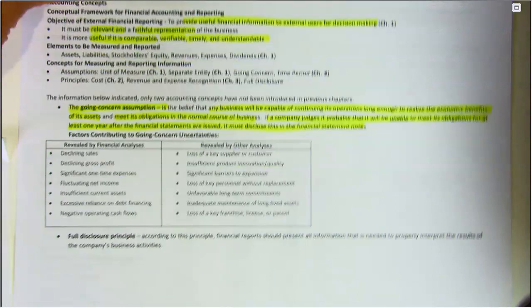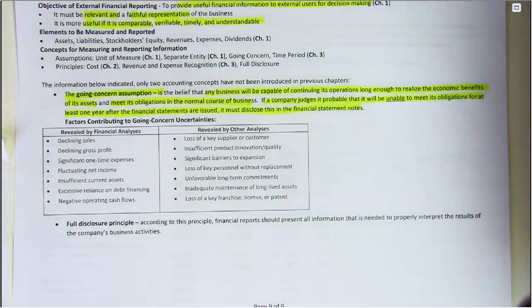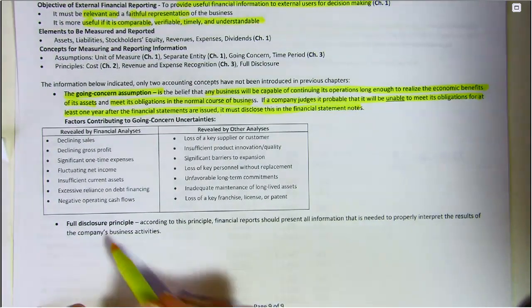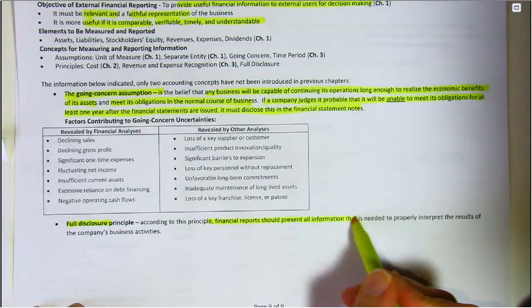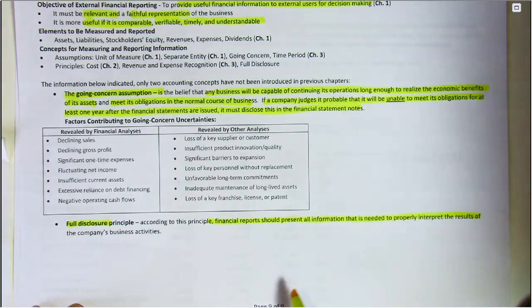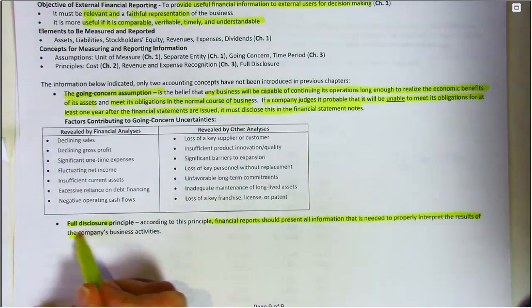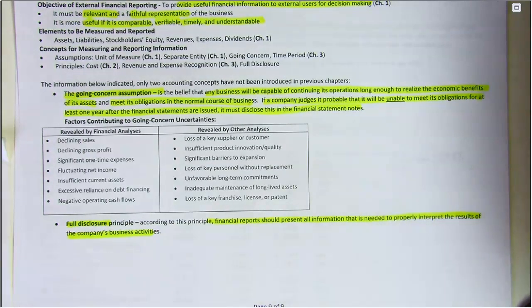One more principle, the full disclosure principle, and this principle states that financial reports should present all information that is needed to properly interpret the results of the company's business activities. And that concludes Chapter 13 for us.